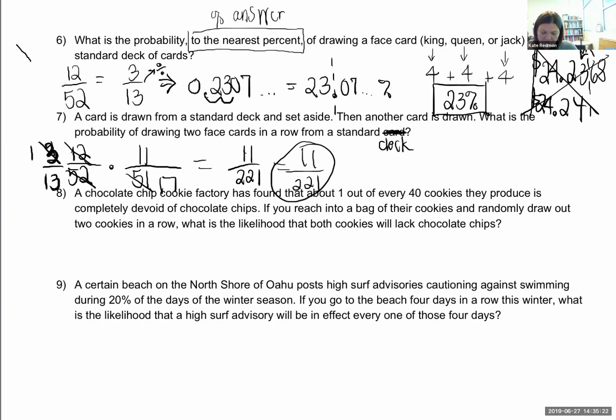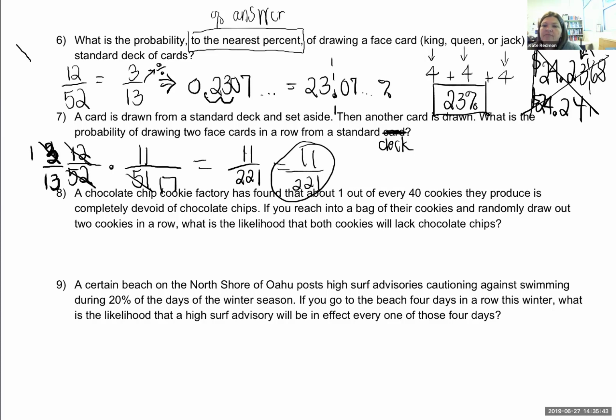So number 8. A chocolate chip cookie factory has found that about 1 out of every 40 cookies they produce is completely devoid of chocolate chips. That is so sad, y'all. We could just mourn right here. If you reach into a bag of their cookies and randomly draw out 2 cookies in a row, what is the likelihood that both cookies will lack chocolate chips?